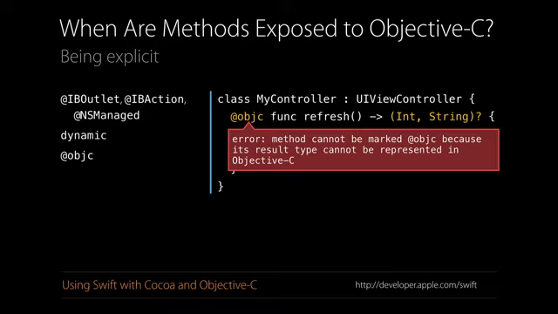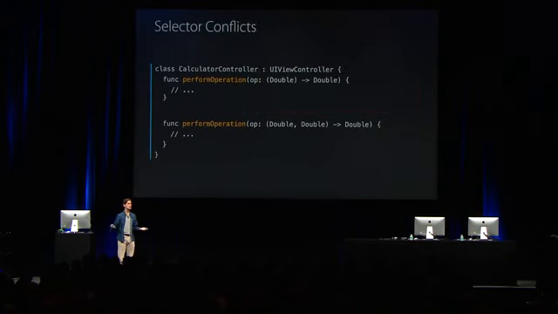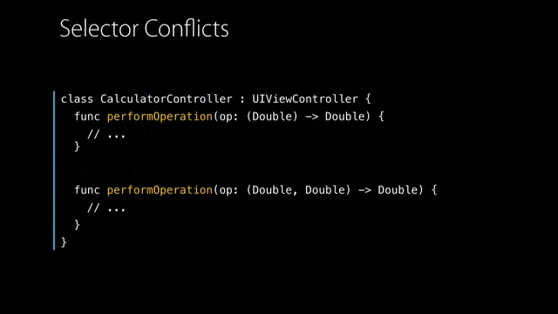So now we've covered the defaults, and we've covered what to do when you want to override those defaults to make things more obj-C. But what if you have the opposite problem? Let's look at this class here, calculator controller. It has two methods named perform operation. One of them takes one kind of closure, and the other takes a different kind of closure. That's fine. Swift is able to differentiate these methods purely based on their argument types.